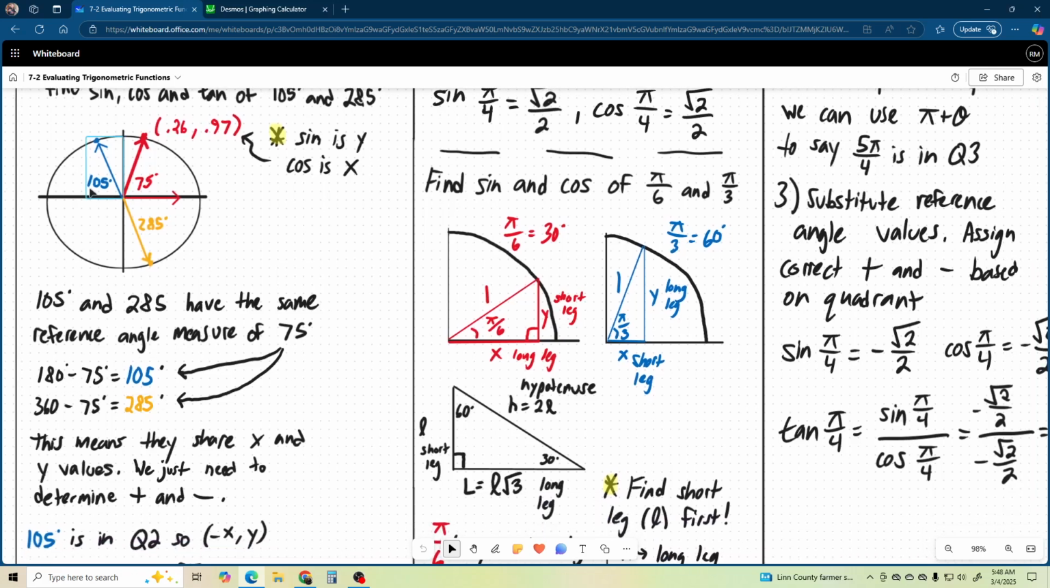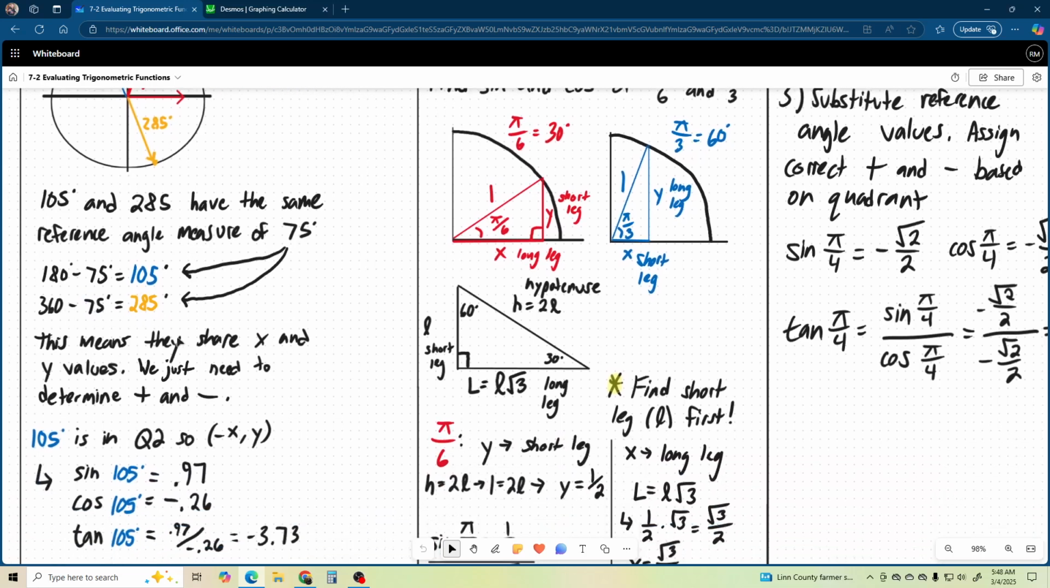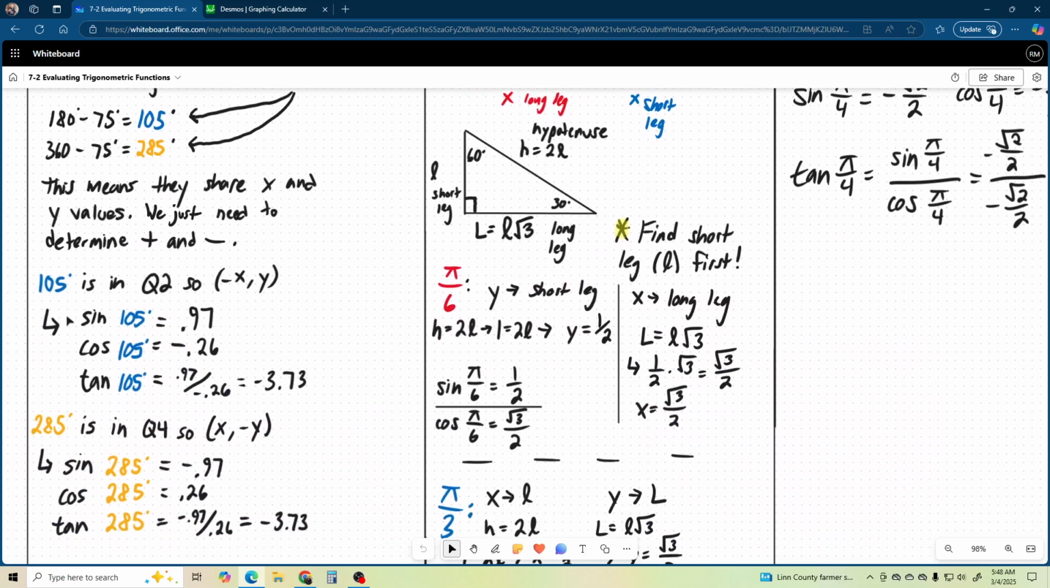We took the first one and subtracted 75 from 180. And then on this 285, we subtracted 75 from 360. So these share the x and y values, and we just need to determine positive and negative. So for 105, which was in that second quadrant, we're just going to take the negative of the x values.